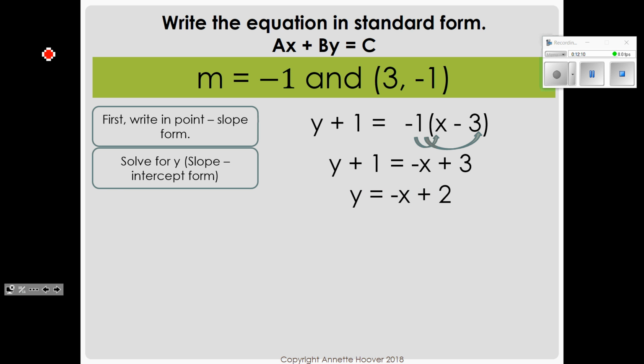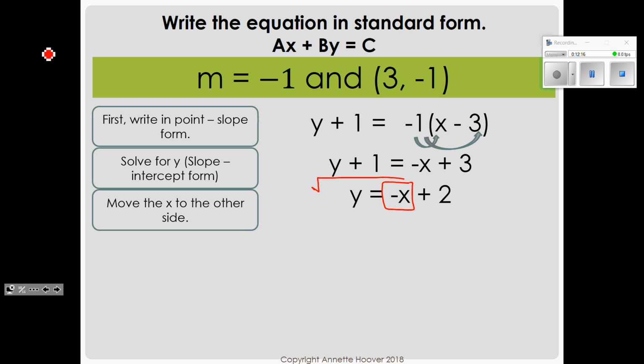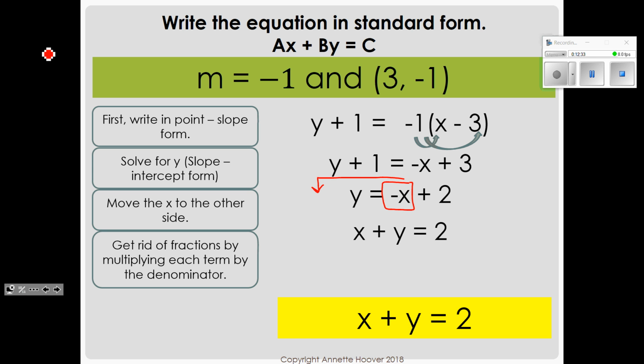Now again, to put it in standard form, all we have to do is move the x from this position to the front of the left side by changing its sign. So we're going to do a positive x on both sides. When we do that, you have x plus y equals 2. Now this is standard form. There are no fractions, and the leading coefficient is a positive 1, even though it's invisible. So at this point, we are finished.